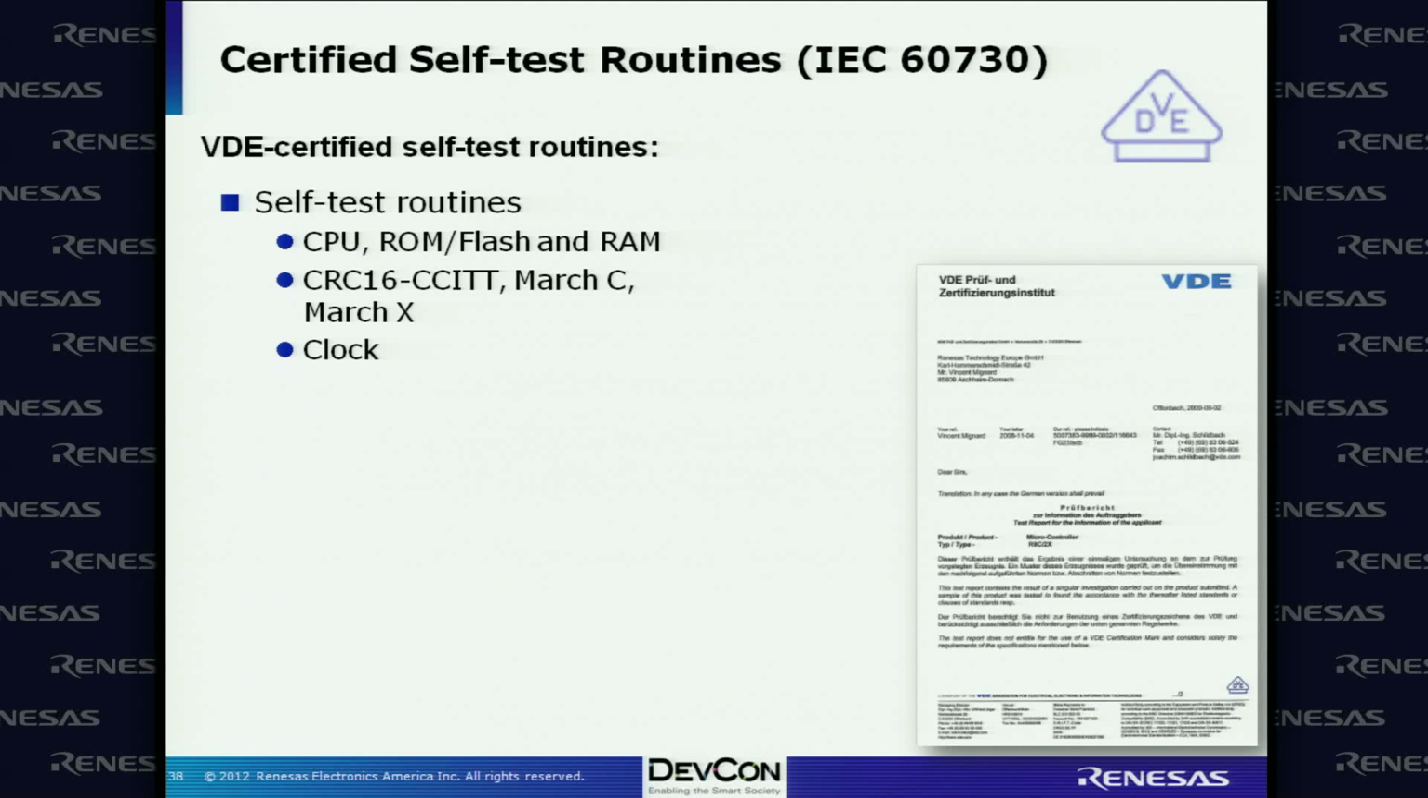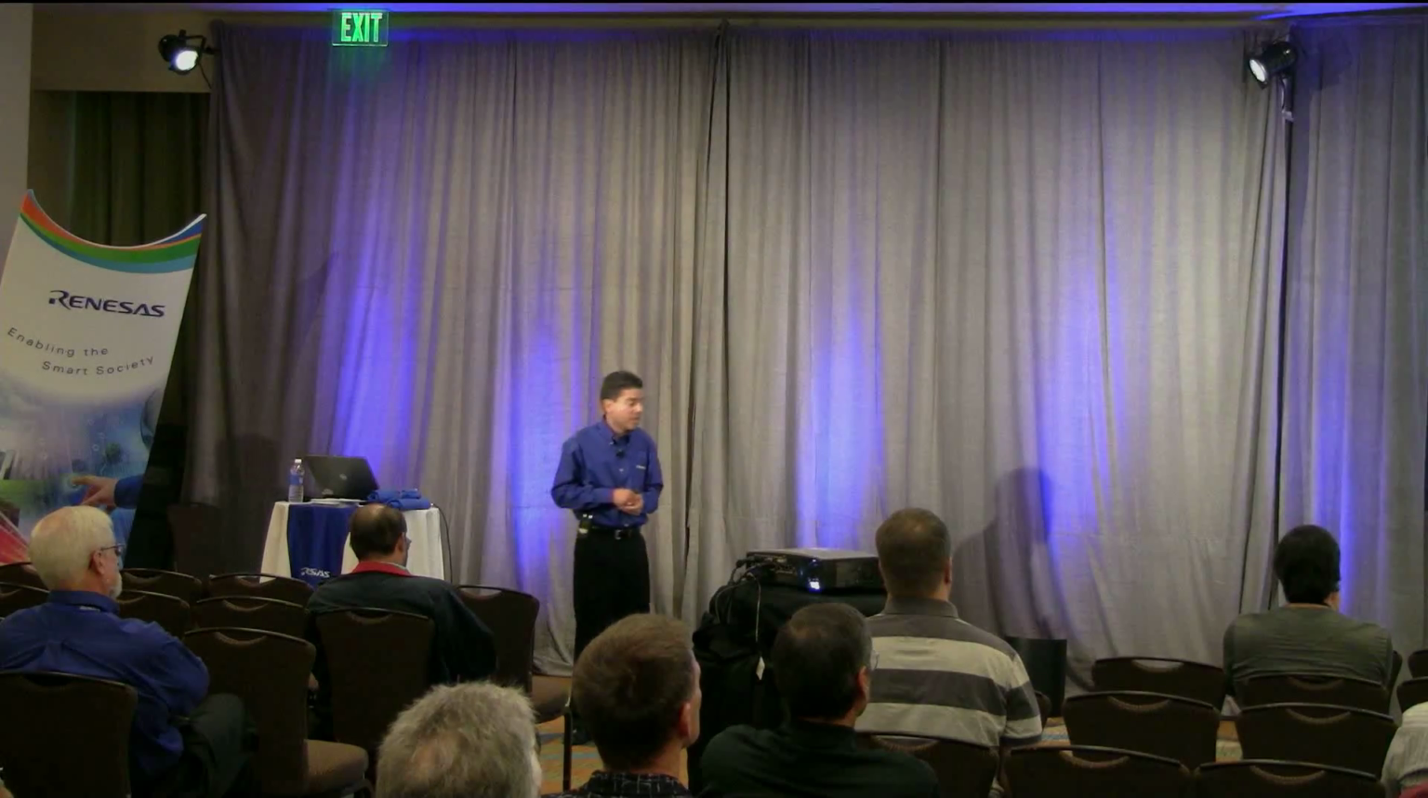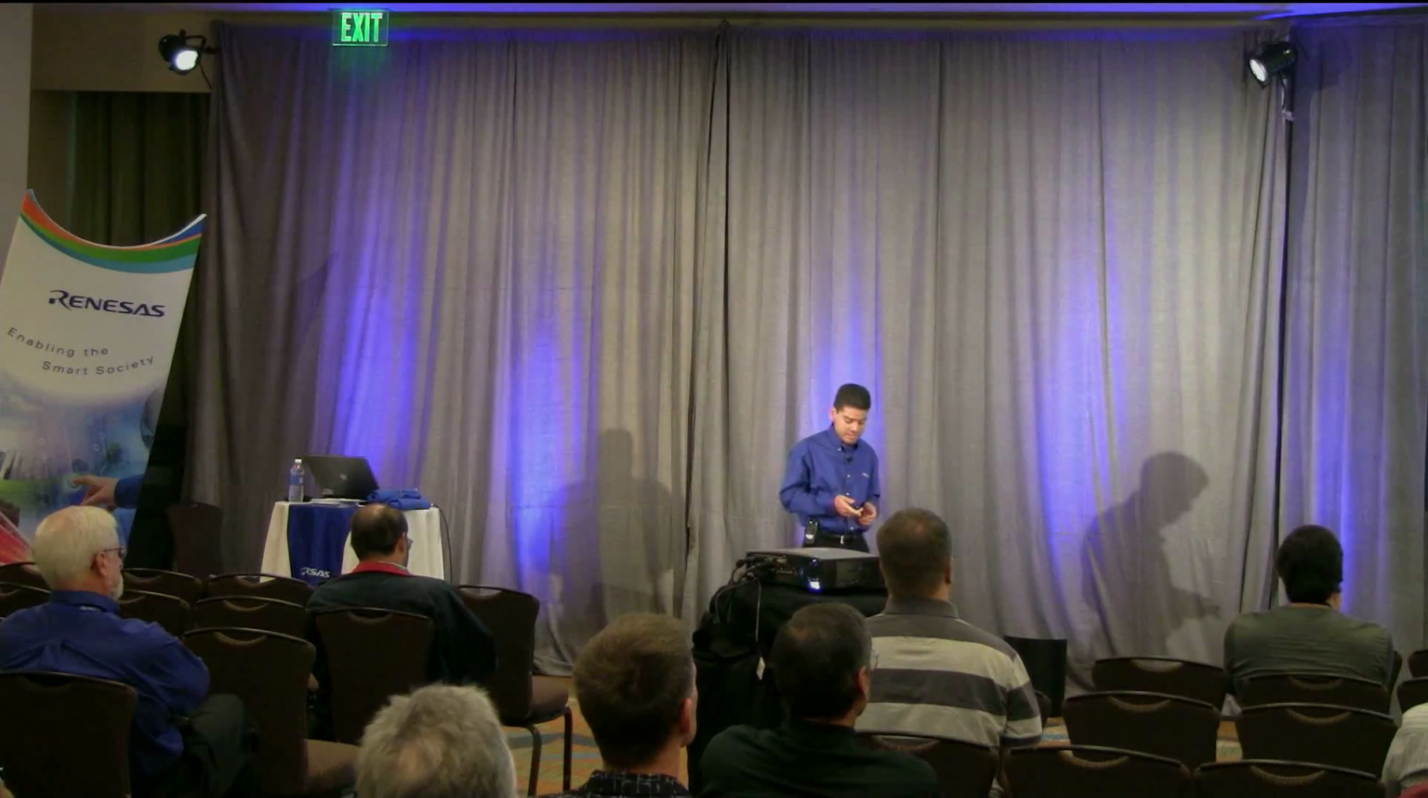What else, besides the products, is Renesas working on? So we've worked very closely in Europe, and I'm talking specifically in this case about 60730. Europe is already requiring all the appliance manufacturers to comply to this standard. So we work with companies like VDE to get certification of libraries for multiple products. And we have self-test libraries for CPU, ROM, clock, and so on. We support all of the main MCU families, RX 600, 700, RL78, and also the RAC microcontrollers.